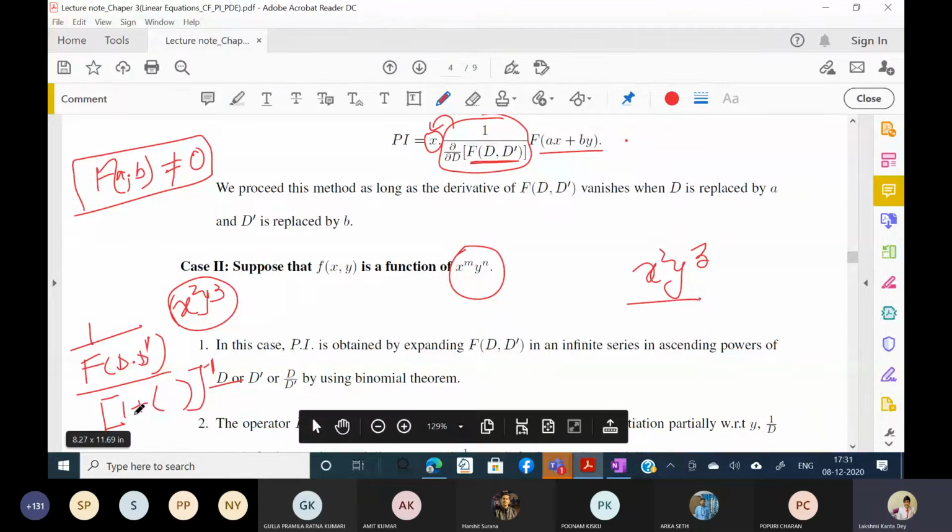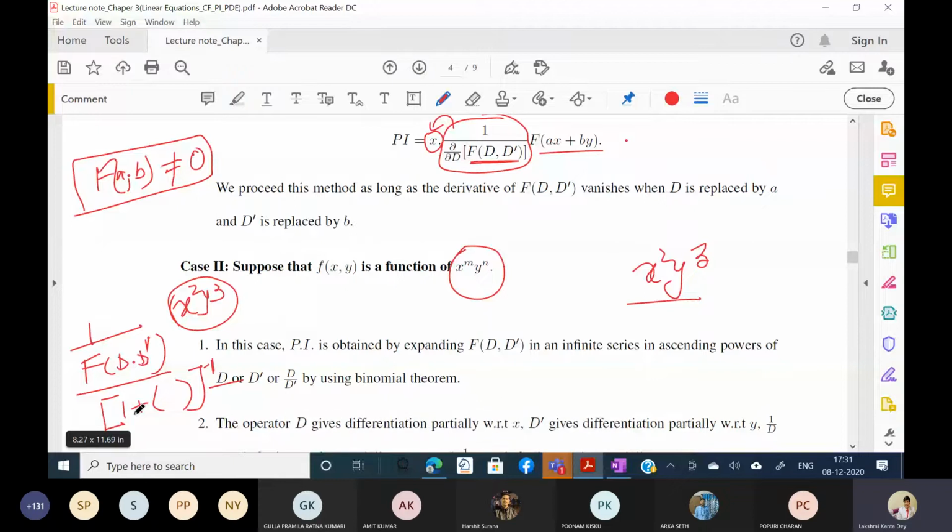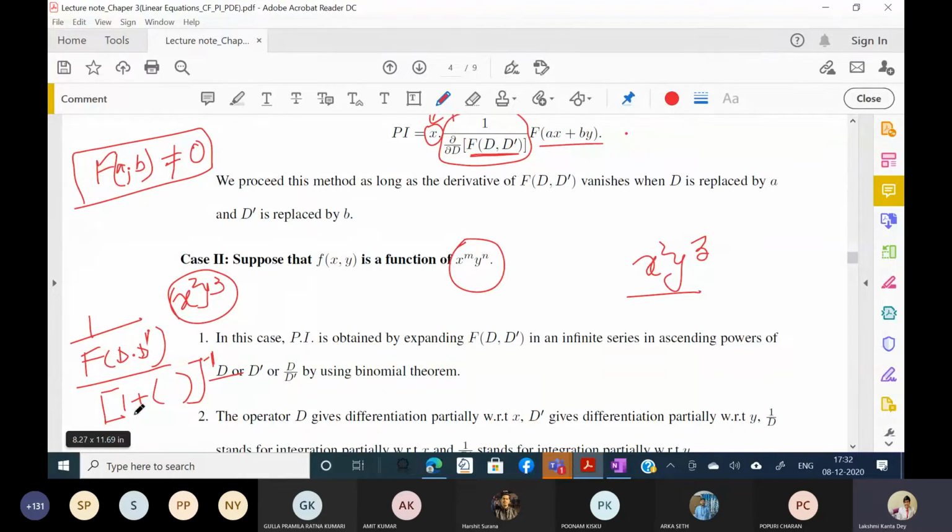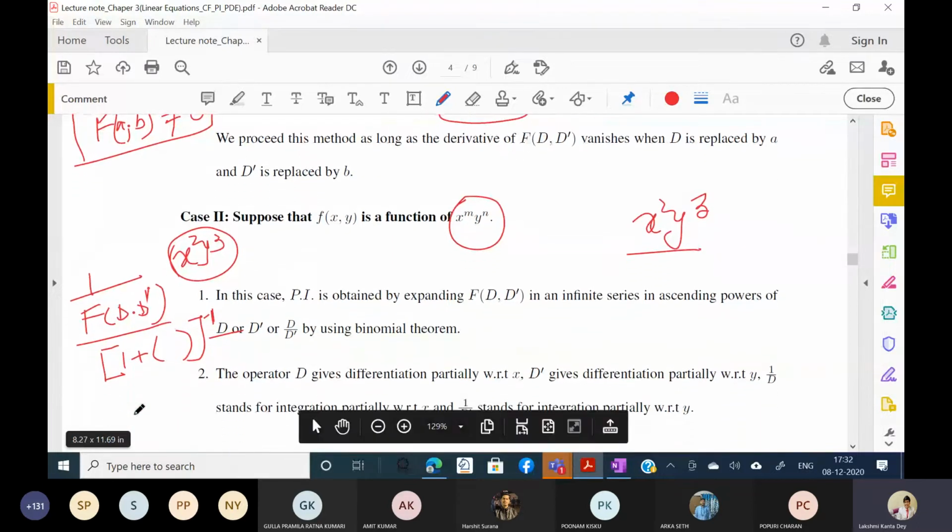Naturally, if we expand it as an infinite series in ascending powers of D by D dash, or whatever it is, then ultimately after a certain stage all the terms will vanish. Then definitely we can calculate it. So that is our target. If we look at the examples, then we will realize it.